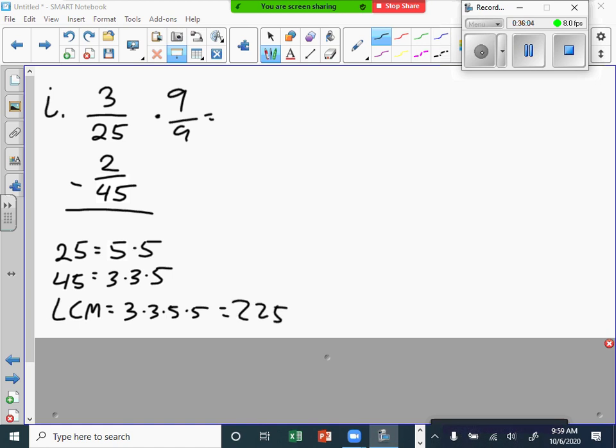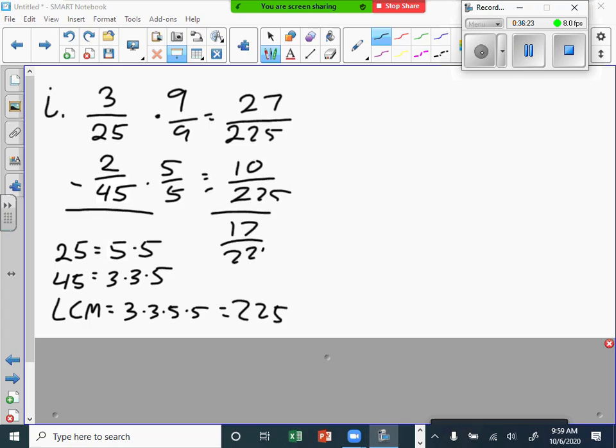This is 225. So something over 225, 27, minus 2 times 5, 45 is 3 3 5, I need one more 5, multiply by 5 over 5, and I get 10 over 225. Do the subtraction, 17 over 225. If you don't have it, make sure you do. It's just an easier way to come up with the least common denominator.